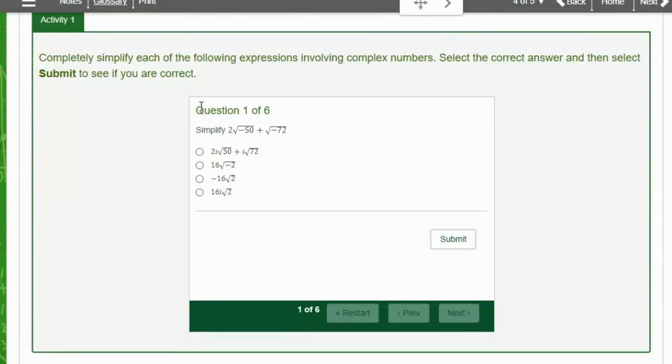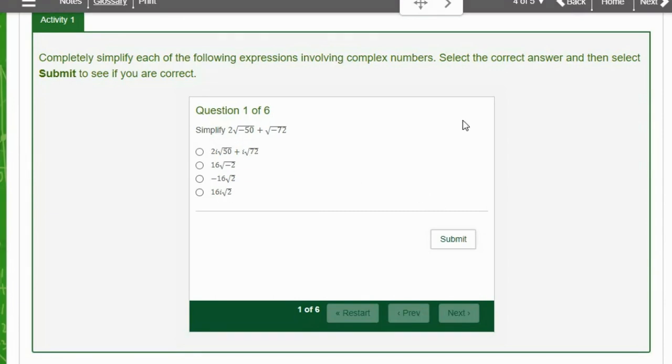6 questions. Simplify. Add those together, which means you probably are going to have to simplify. Square root of negative 50 is negative 1 times the square root of 50. 50 is 25 times 2. Square root of 25 is 5. So a 5 will come out of that. This is 36 times 2. 6 will come out of that. So simplifying is the real challenge on these. Can you simplify those? And if you can get them both to be the same square root, then you can add them together.